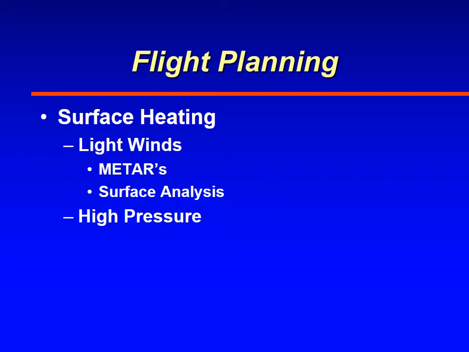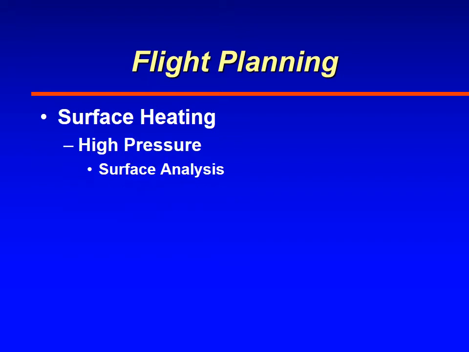Also, you need light winds for this kind of convective turbulence, and you can look at weather products like METARs or the surface chart. But also, another thing is high pressure. And a region of high pressure you can usually find on the surface analysis chart.